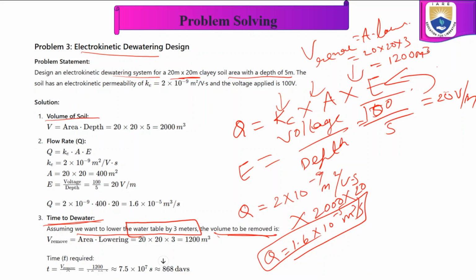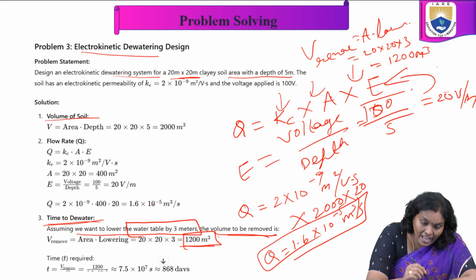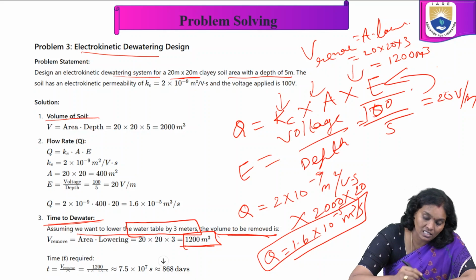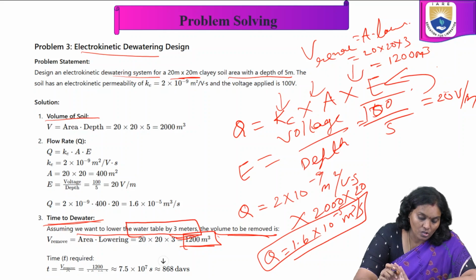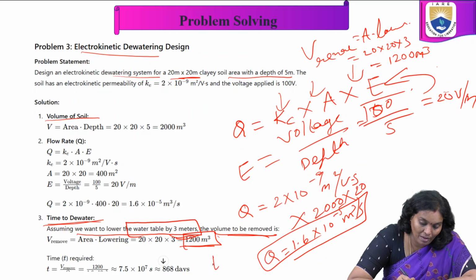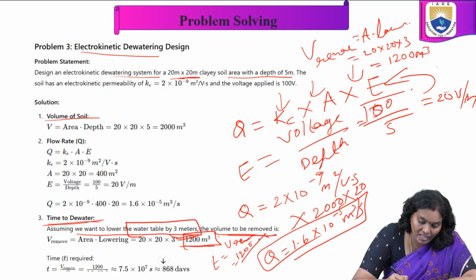So now how much time? We are removing this much volume where we are required to lower the water table. So that is 3 meters we assume. It may be 2 meters, 1 meter, 4 meters, it depends upon the scenario. So now how much time is required, time is equal to how much we are going to remove, that is V, that is equal to 1200 divided by the flow rate. Finally we will get 168 days.